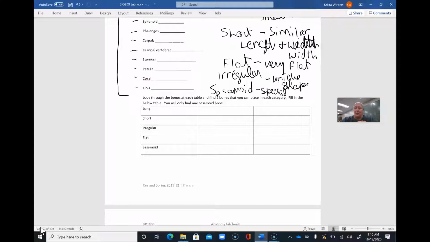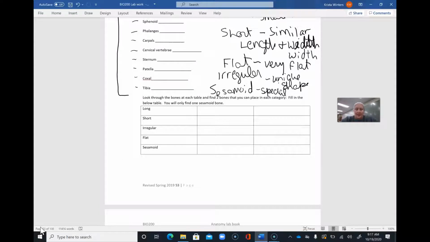Oh, not that side. All right. This is the trapezium right here, this bone here. What type of bone is the trapezium? This is the scapula. What type of bone is the scapula? Sternum. What type of bone is the sternum?